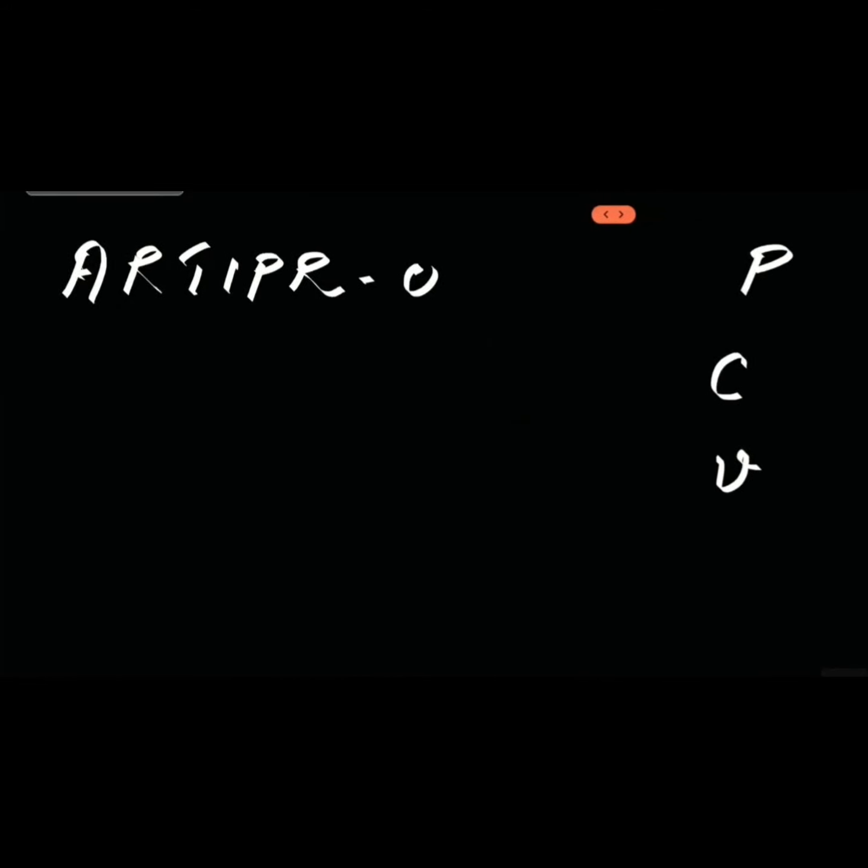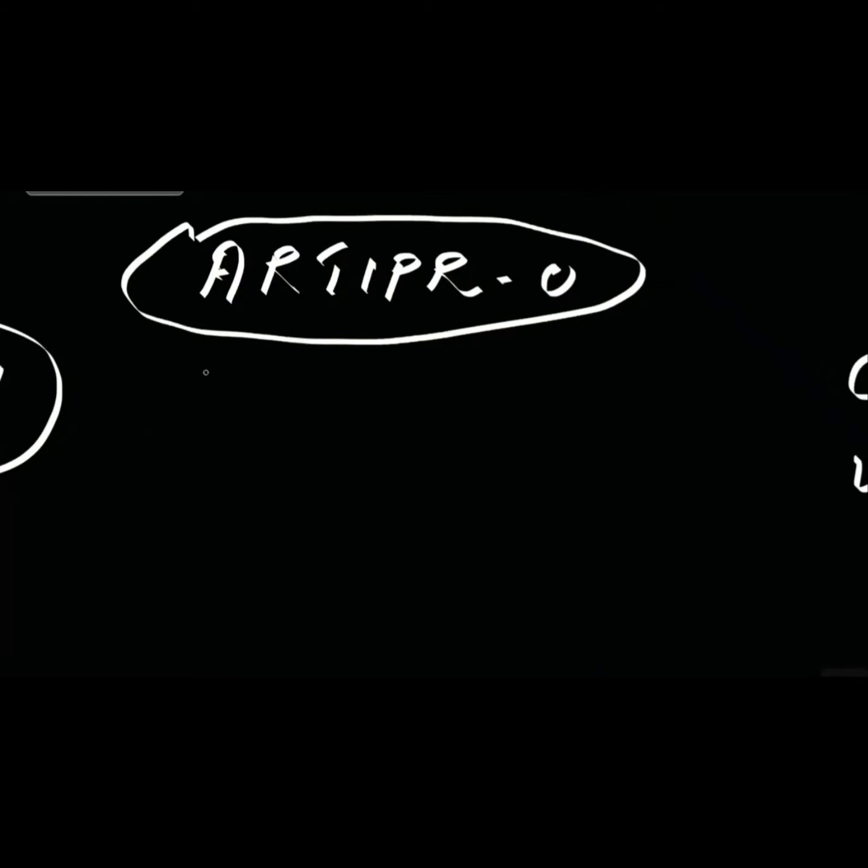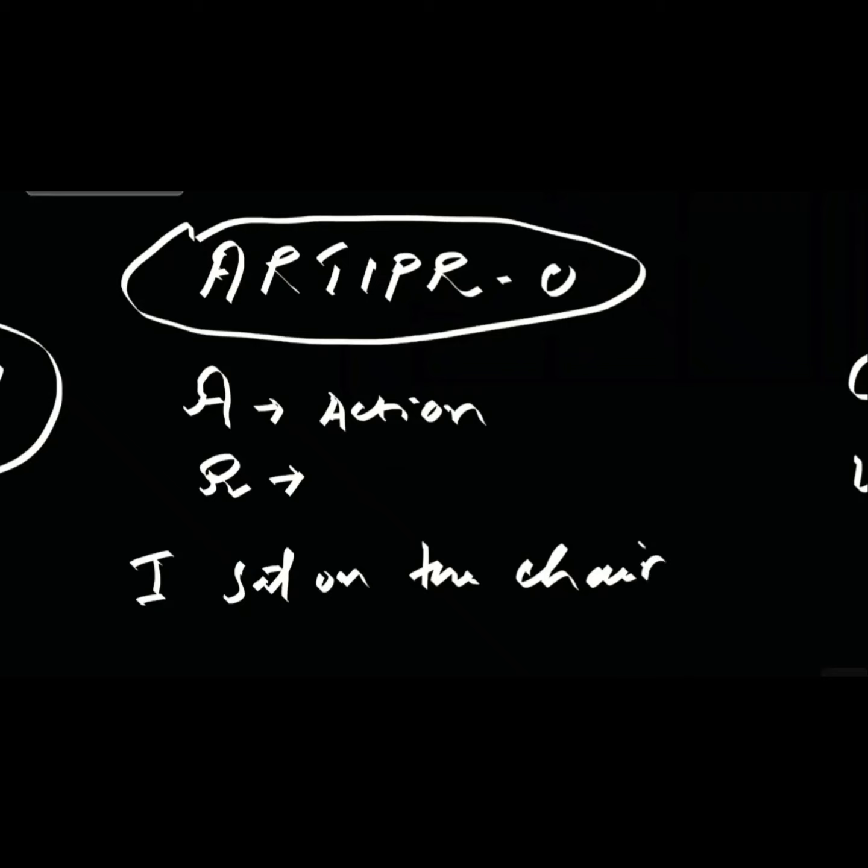Now, when you construct a sentence, there is always an I, she, he, they, someone who performs an action. For example, I sat on the chair. I performed the action of sitting, and the chair received the action. So when we construct a sentence, we describe an observation: the action has a performer and a receiver.